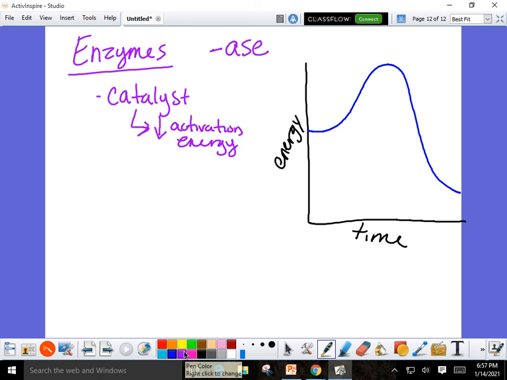And I'm going to do this next one in red. Same chemical reaction. We're breaking down the same product, but now instead of going all the way up that hill, we have a smaller hill to go up. So it lowers the energy needed to get that reaction going. You generate less heat.